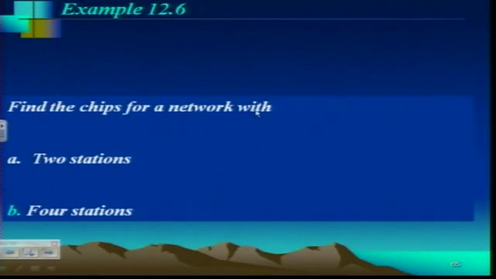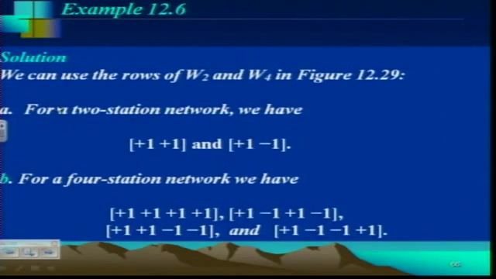So find the chips for a network with 2 stations and 4 stations. Okay, so if you have 2 stations, then you can go ahead and use W2. If you remember, W2 was like this: 1, 1, 1, minus 1. So for 2 stations, you go ahead and make this as the first code chip, and this one as the second code chip, and that's how you go ahead and use it.